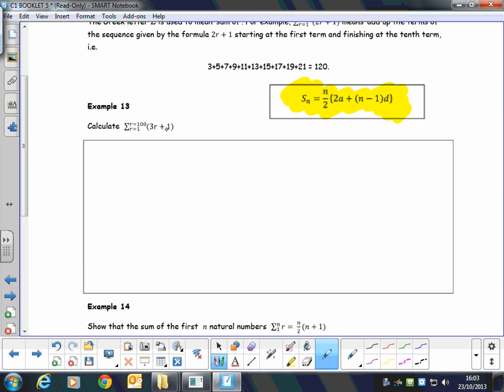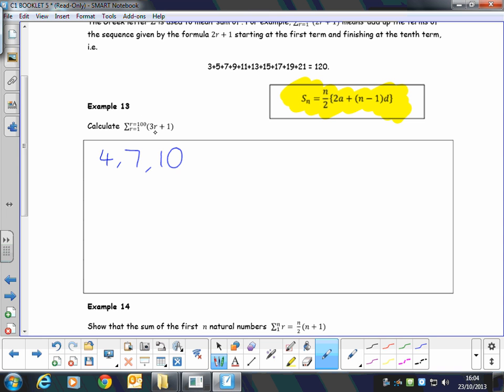So if r equals 1, we've got 3 times 1, which is 3, add the 1, which is 4, so that's your first term. Then when r is equal to 2, we've got 3 times 2, which is 6, add the 1, which is 7. And then when r equals 3, we've got 3 times 3, which is 9, add the 1, which is 10. So that's the first few terms of this sequence here, 3r plus 1.